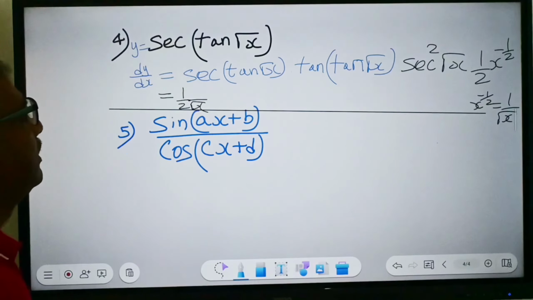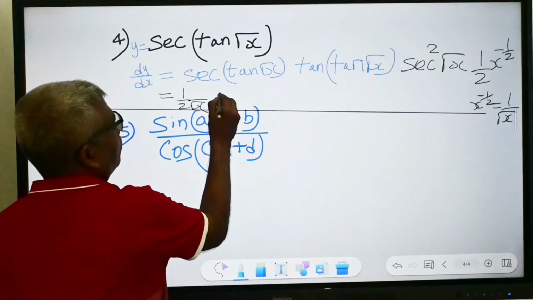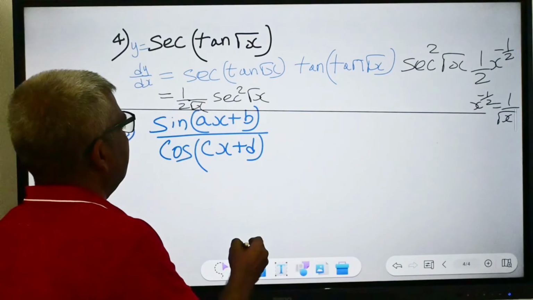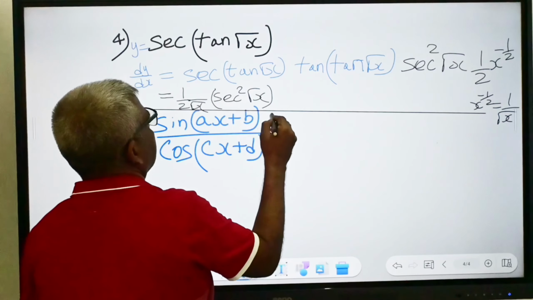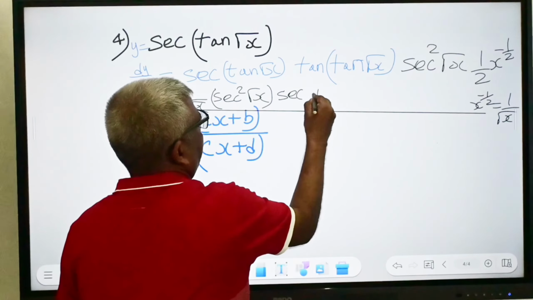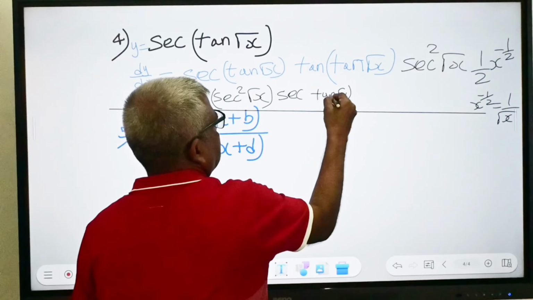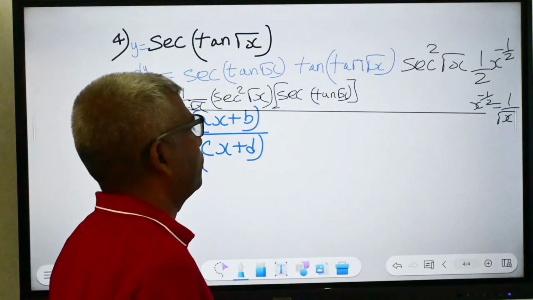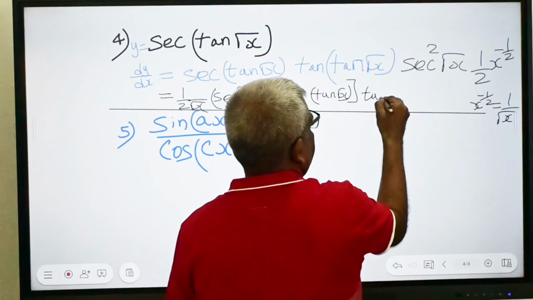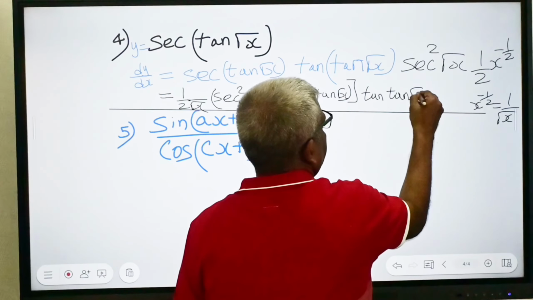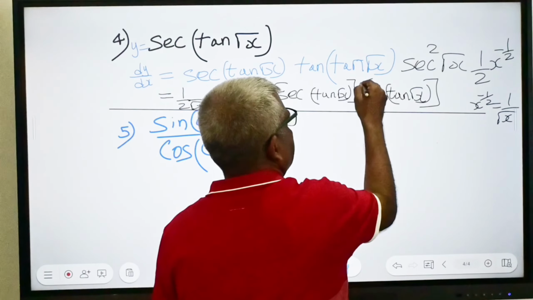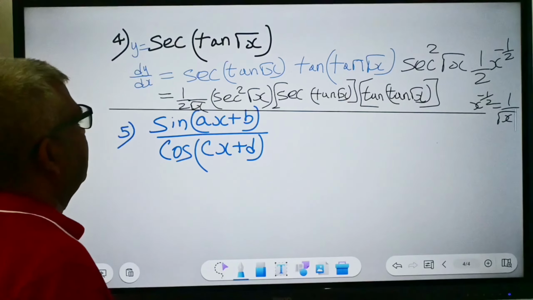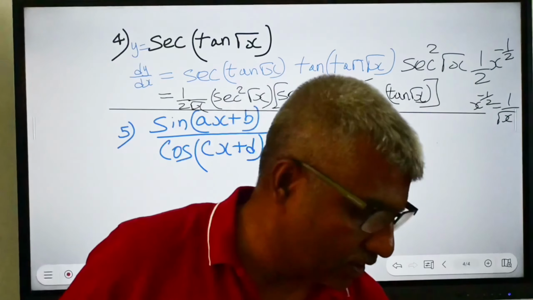Then secant squared root x, then secant(tan root x), then tan root x. Okay, good. Copy down.